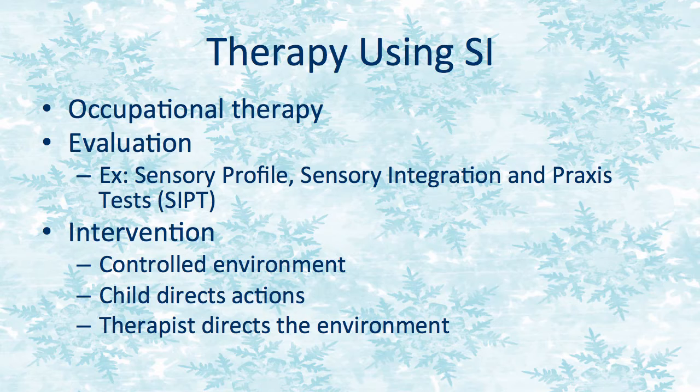Therapy using SI can be provided by a trained occupational therapist. Prior to therapy, an evaluation needs to be performed. Examples of evaluations include the Sensory Profile and the Sensory Integration and Praxis Test, or the SIPT. Intervention focuses on providing sensory input in a controlled environment. During therapy, the child directs the actions as the child will select activities needed to develop. However, the therapist directs the environment.